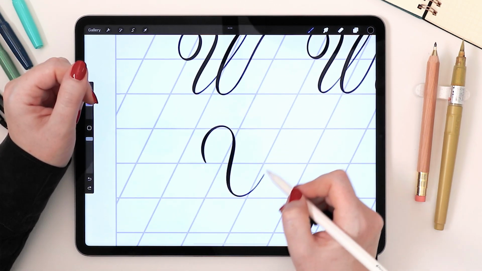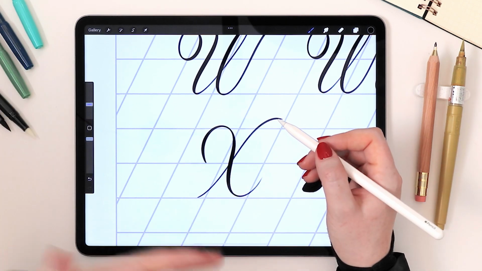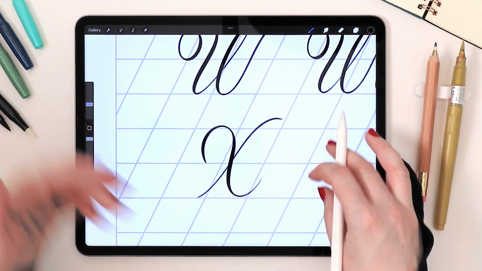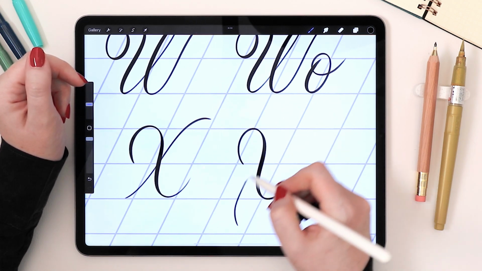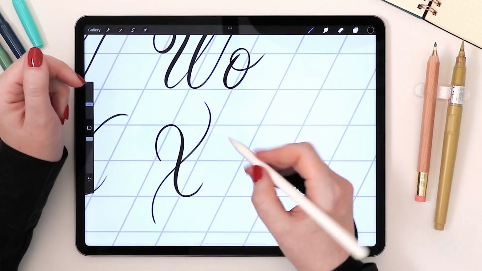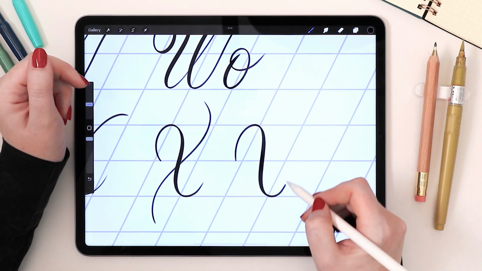While X may not be an especially fun one, you can play with this long upstroke crossbar. So you can actually start it lower if you want and make it nice and flourished, or you can make it pretty straight.